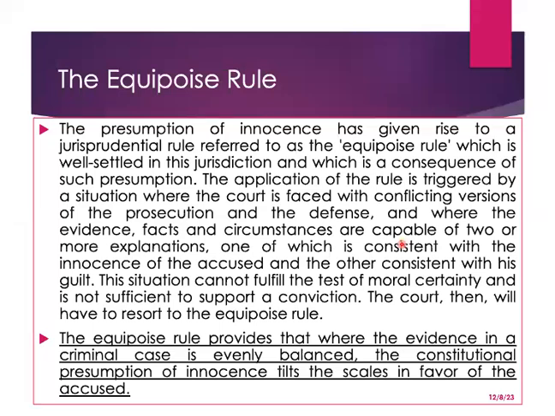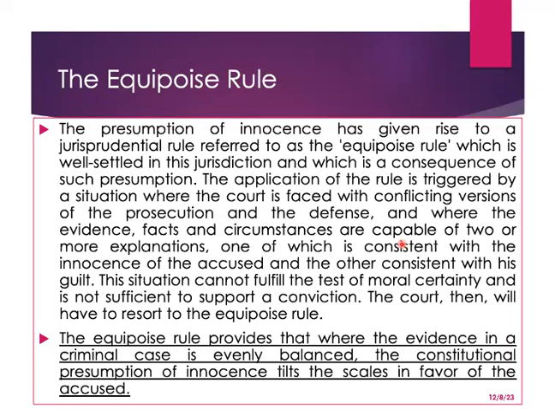So the application of the rule is triggered by a situation where the court is faced with conflicting versions of the prosecution and the defense, okay? And where the evidence, the facts and circumstances are capable of two or more explanations, okay? One consistent with the innocence of the accused, the other also consistent with his guilt. So basically the weight of the presumption is equal. So this situation cannot fulfill the test of moral certainty and is not sufficient to support a conviction.